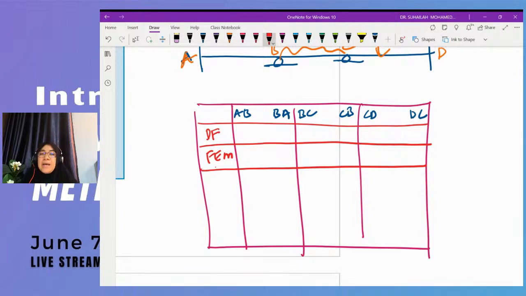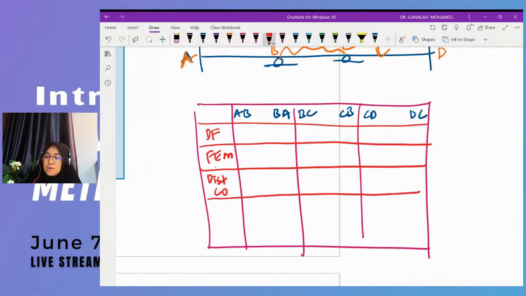Then we have to distribute moment. After that, we have to balance, carry over, balance. You can put balance, you can put carry over, it doesn't matter, both can be used. If you want to put balance first, also okay. If you want to put carry over here, also okay. Distribution, carry over, and then we repeat again.